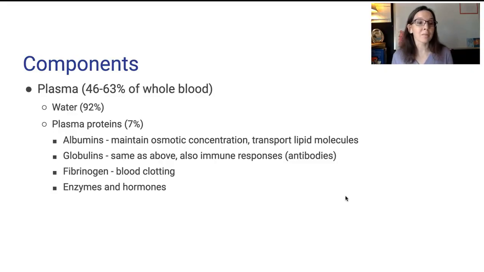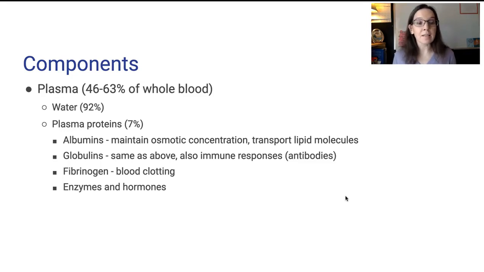We also have some globulins. They do the same things, but they also can act in immune responses because antibodies are globulins. When we talk about the lymphatic system, we'll talk about immunoglobulins, which are the different classes of antibodies. Another protein is fibrinogen. Fibrinogen is kind of the precursor, the proteins that are needed for making the blood clot.